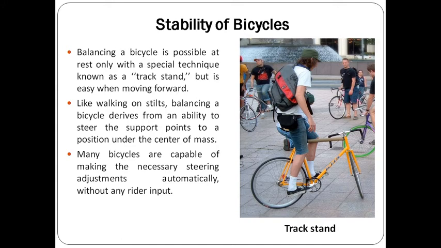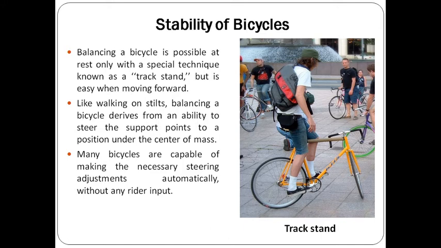Balancing a bicycle is possible at rest only with a special technique known as the track stand, but it is easy when moving forward. Look at the figure. Cyclists keep a bicycle stable with the help of track stands, where they slightly turn the steering wheel towards the left or right to keep the balance.